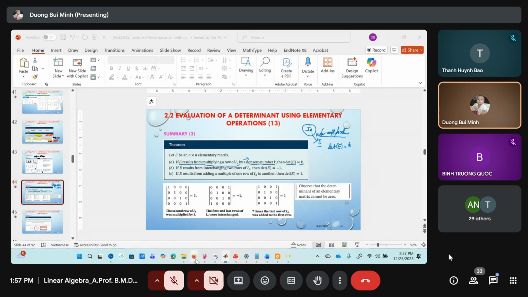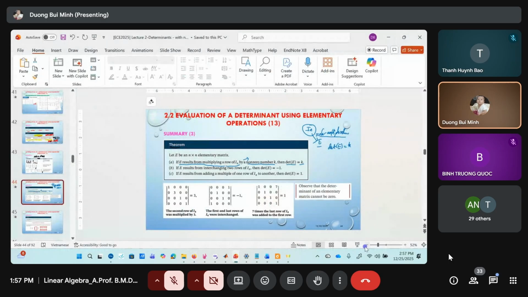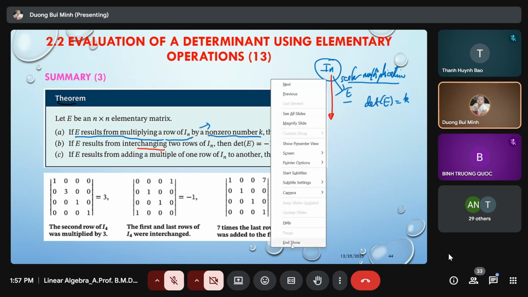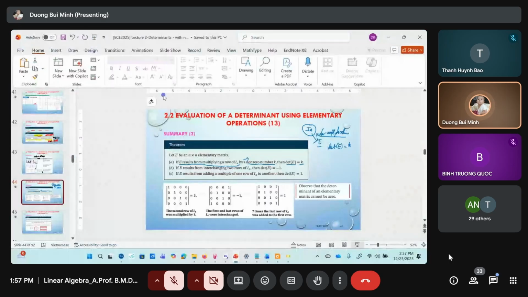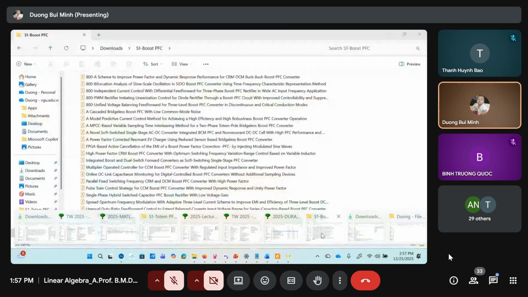Any questions so far? Okay, no more questions, so we continue. We hope it's better now. If we have I and we would like to get... we interchange. Sorry, too slow. Maybe I need to restart it, then close and open again.